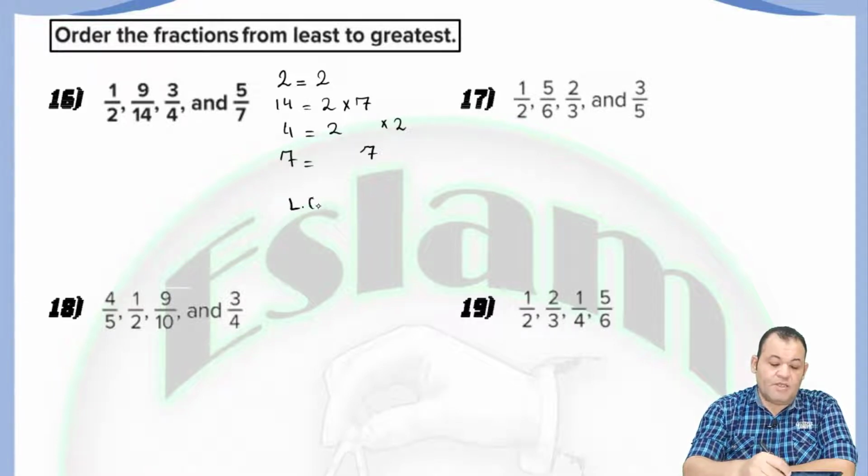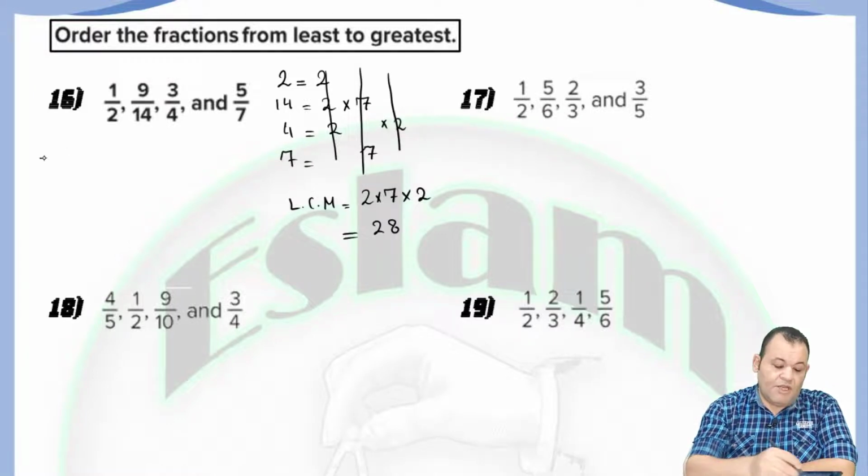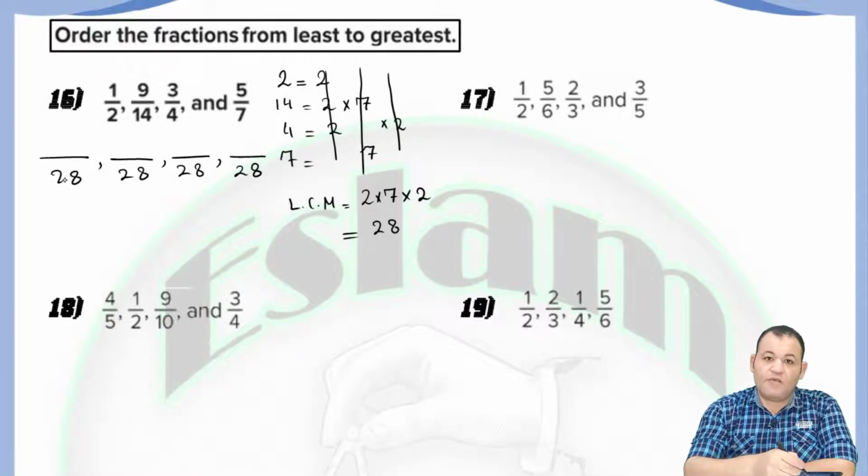Now we have the LCM. From each column, I will just take one number. So we have here 2 multiplied by 7 multiplied by 2, which equals 28. Now I will make all of the denominators 28. 2 becomes 28 if we multiply it by 14. So we have here 1 times 14 equals 14.